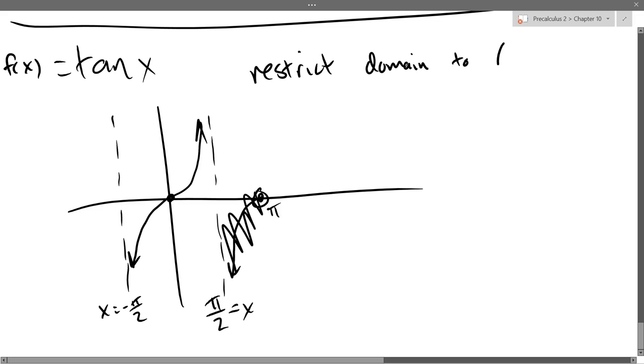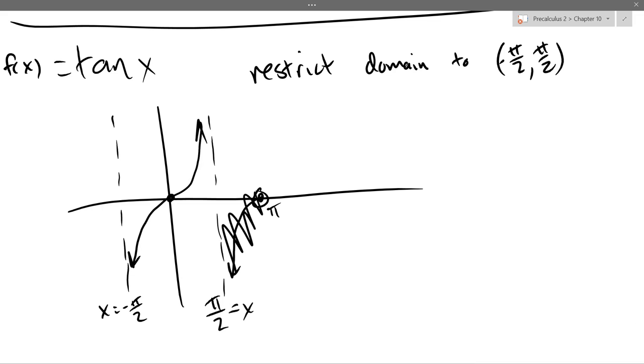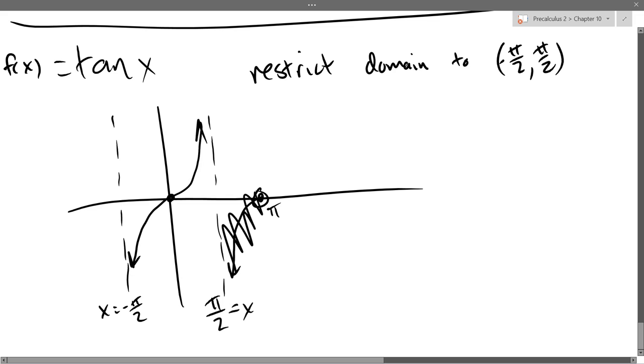Now, I cannot use a closed interval because I would be dividing by 0 right there. So I can't go all the way to negative pi over 2 and pi over 2. I have to stop before I hit negative pi over 2 and pi over 2. So we're going to go open interval. It's the only domain that's open that we restricted to. The other ones, we included all the endpoints.